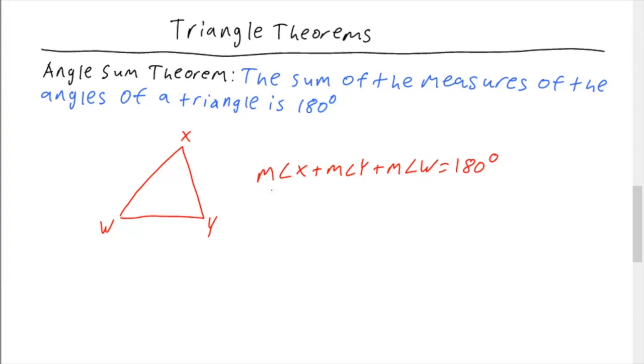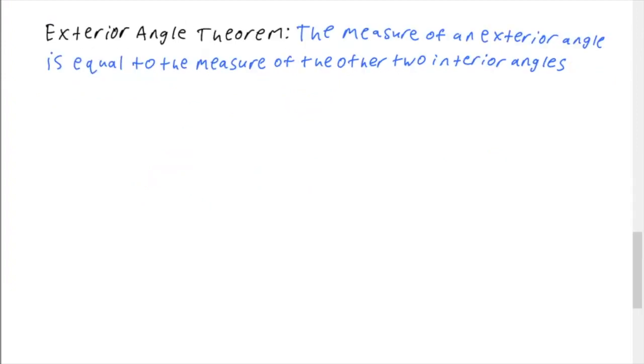And this m here means measure. So measure of angle x. So that's just what the m means, is that it's the measure of. Next we have the exterior angle theorem. It says the measure of an exterior angle is equal to the measure of the other two interior angles.